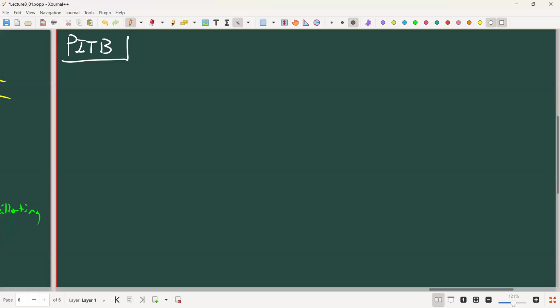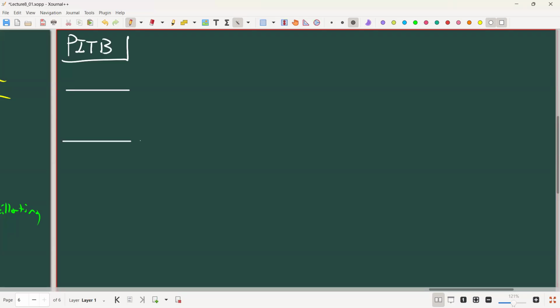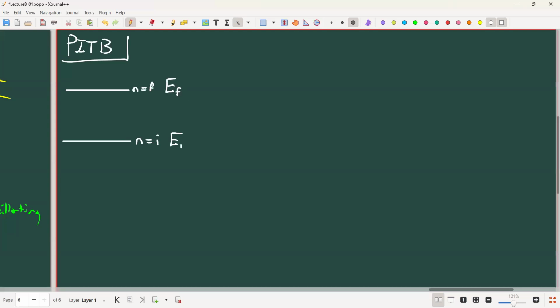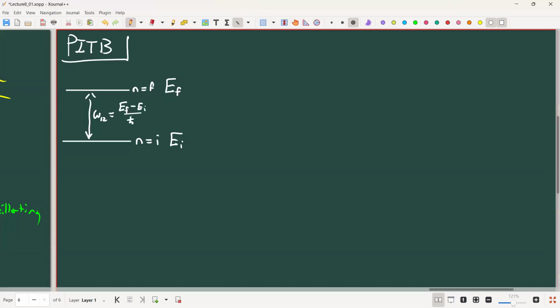All right, so what I want to do is calculate the intensity of an absorption or an emission based on which states are the initial and the final. Okay, so let's just do that. We have two states. They're somewhere in the band of states. And we have n equals I, the initial state, with energy EI, and n equals F with a final energy EF. And the energy difference between these is omega 1,2, which is EF minus EI over h bar.